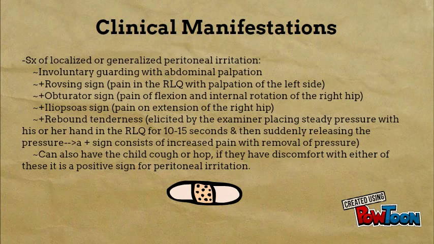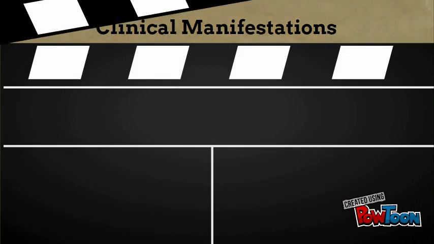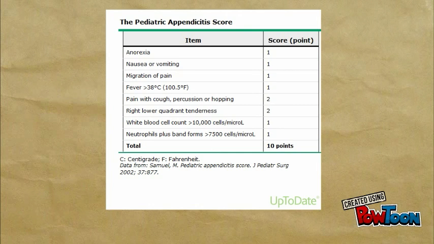Other manifestations include symptoms of localized or generalized peritoneal irritation, such as involuntary guarding with abdominal palpation, a positive Rovsing sign, obturator sign, iliopsoas sign, and rebound tenderness. And you can also have the child cough or hop, because if they are having discomfort with either of these, it's a positive sign. There are several examples of scoring systems that can be used in the workup of a child presenting with abdominal pain in order to assist the examiner in ruling in or out the diagnosis of appendicitis. This is one example. There is also another example known as the Alvarado system. However, there is limited evidence showing which is better.